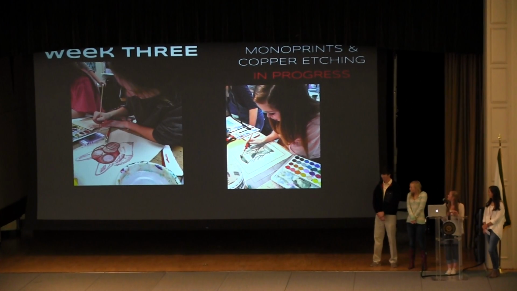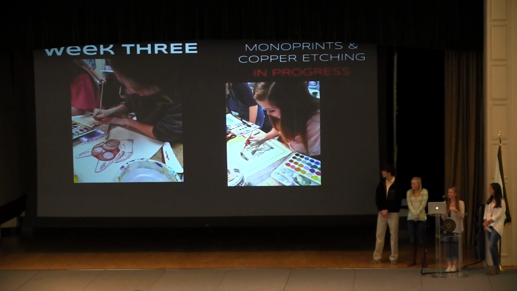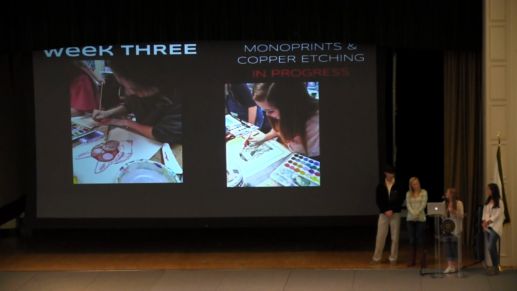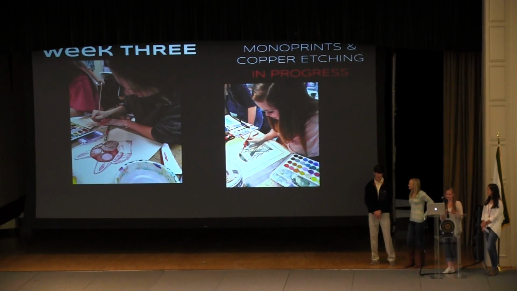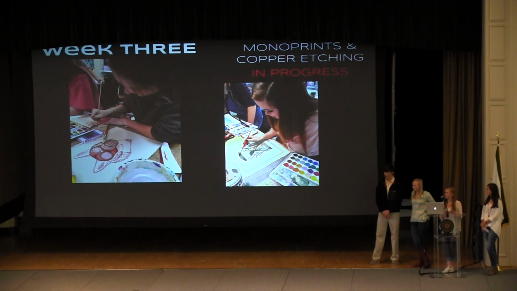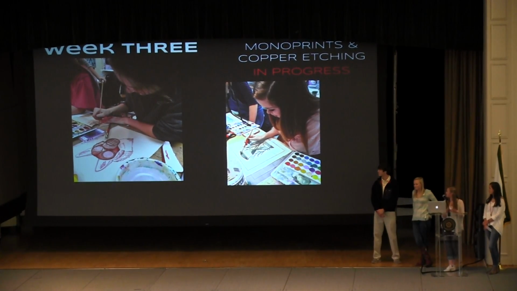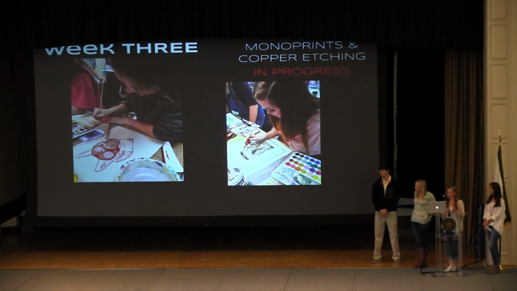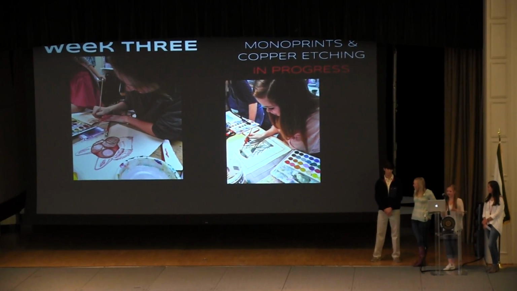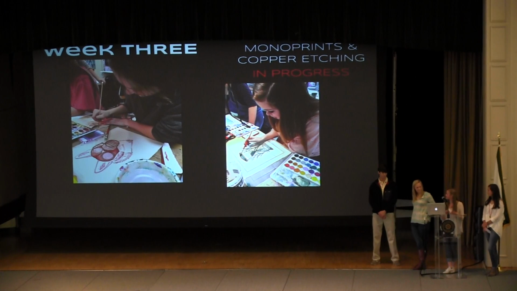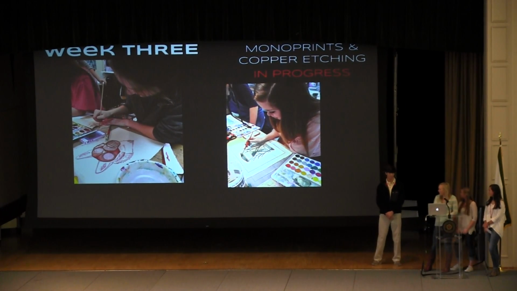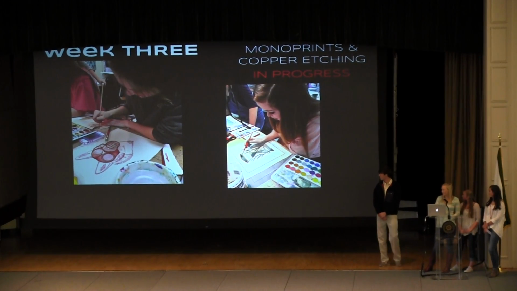So in week 3, we're going to do copper etching, and we just finished our monoprinting. During the monoprinting, you get one chance, so that's why it's called monoprinting. For the copper etching, we're getting started, sketching, and we're going to draw into the copper so the ink will get into the sketches. And here they're hand tinting the monoprints.